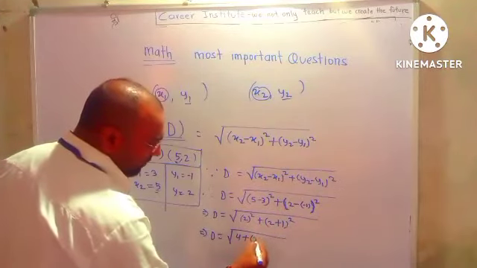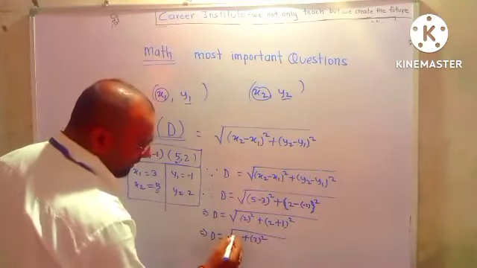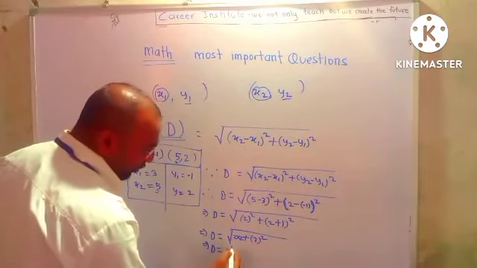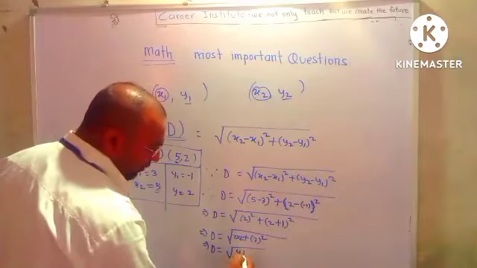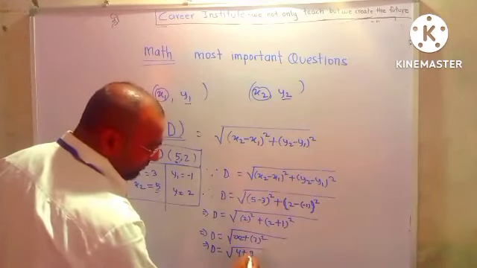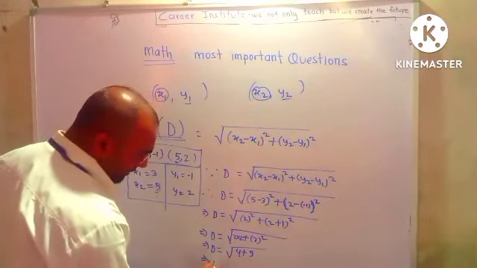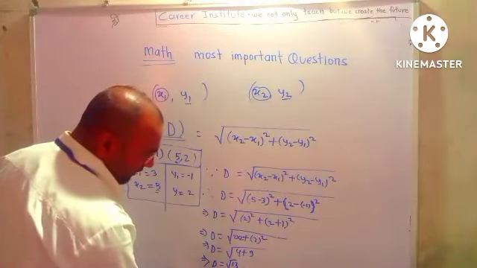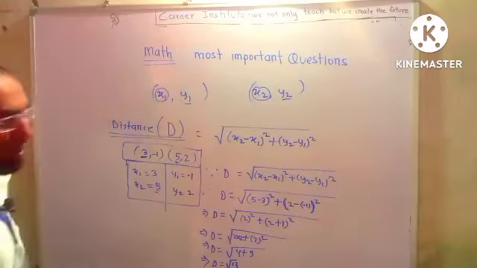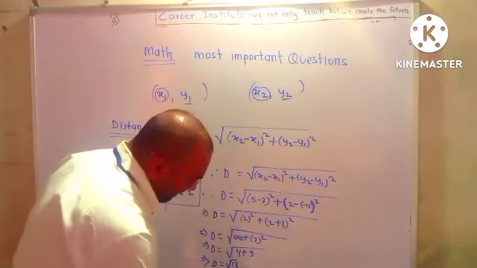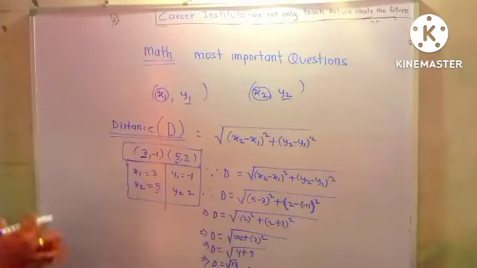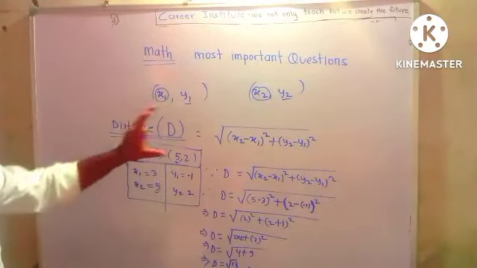Let's solve this step by step. 2 into 2, then distance is equal to root of 4 plus 3 squared, which means 9. So distance is equal to root 13. This is the answer. Is there any confusion? No, sir. This is how we find out the distance between 2 points.